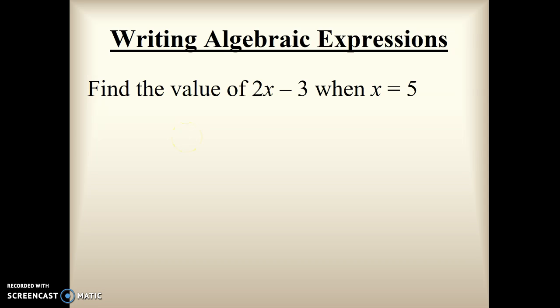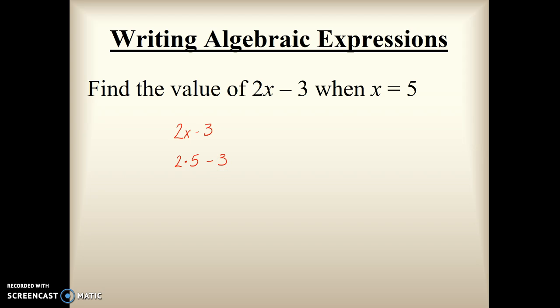All right, so just to remind us how to substitute and apply order of operations in a problem, let's find the value of 2x minus 3 when x equals 5. So remember, when we have a problem like this, we need to write the problem first. Then we're going to substitute in the value that we're given for x, and that's 5. So we write 2 times 5 minus 3.